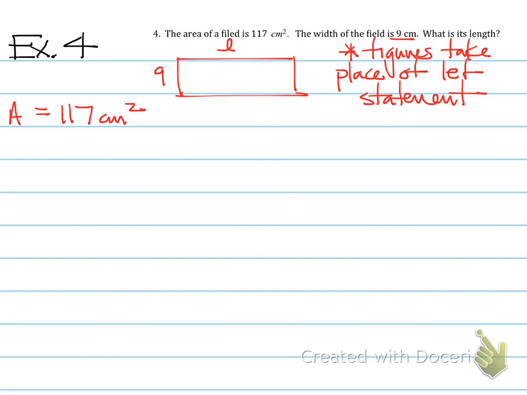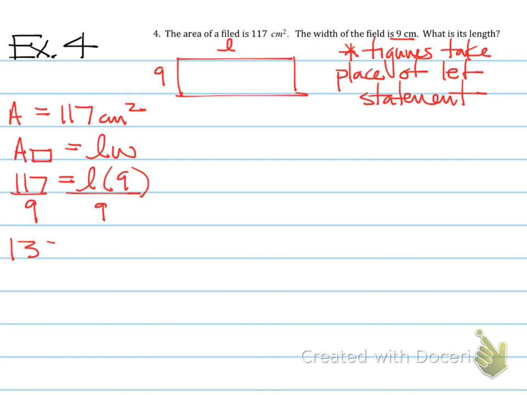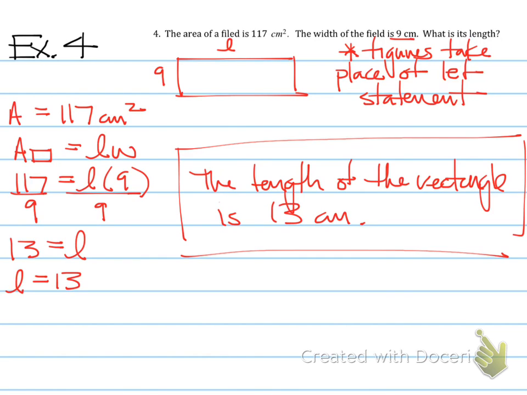So we're going to let L be the length of the rectangle. And we remember from a couple slides ago that the area of a rectangle is its length times its width. So we're going to replace the area with the value that was given to us, 117. And we're going to replace the width with the value that was given to us for the width, which is 9. And then to solve for L, all we have to do is divide both sides by 9, and we get 13. So the length is 13. Make sure you always include the units. So 13 centimeters is actually going to be the length. The length of the rectangle is 13 centimeters.